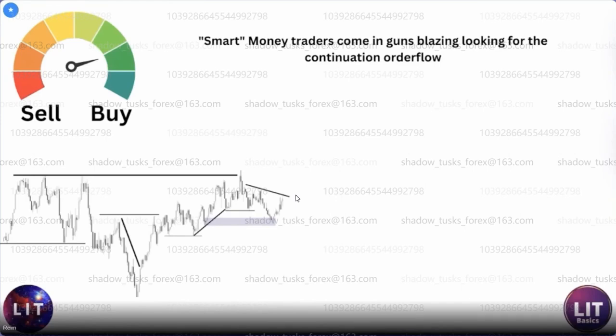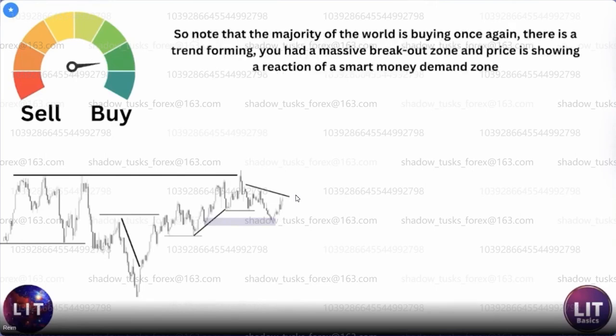But if you look at the meter, buy liquidity is literally in overhang. Smart money traders come in guns blazing, looking for the continuation order flow. But again, they know that. So note that the majority of the world is literally buying. Once again, there is a trend forming. You had a massive breakout zone, and price is showing a reaction off the smart money demand zone in here.